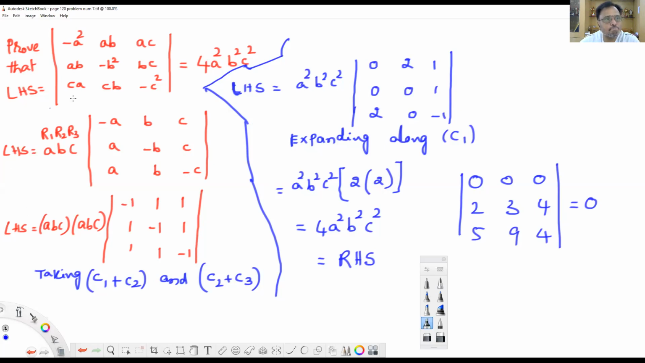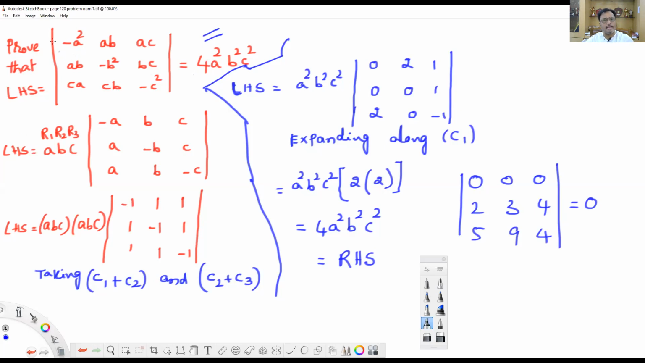See the first question here. Prove that the determinant with rows b square plus c square... minus a square, AB, AC; AB, minus b square, BC; CA, CB, minus c square is equal to 4a square b square c square. So LHS I have taken.